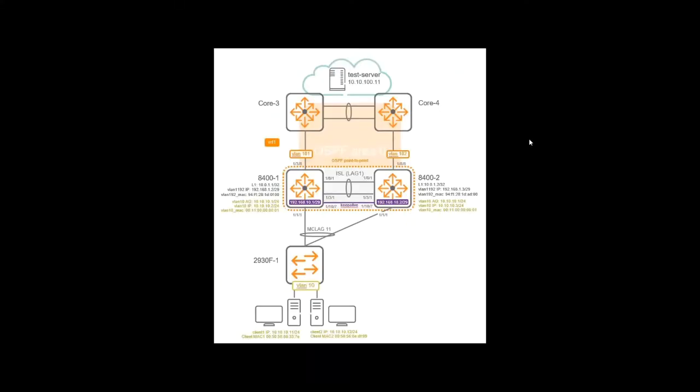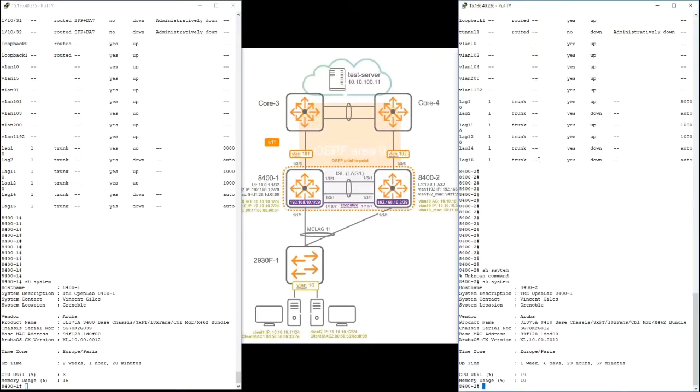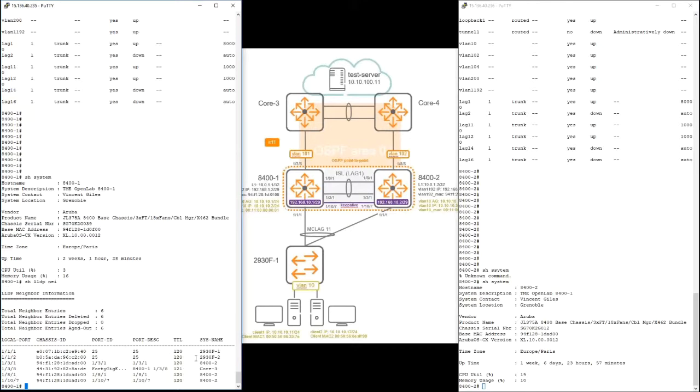So let's now go through some show commands to verify the topology. This is the topology in the middle of the screen. Let's put the CLI of 8400-1 on the left, and similarly 8400-2 on the right. So I'm going to do a show LLDP neighbor. You will see that there is actually one shown on the picture, but two access switches are connected.